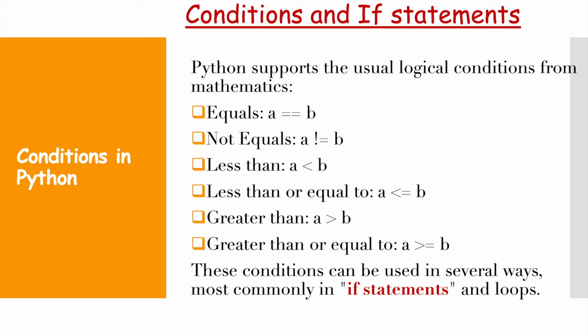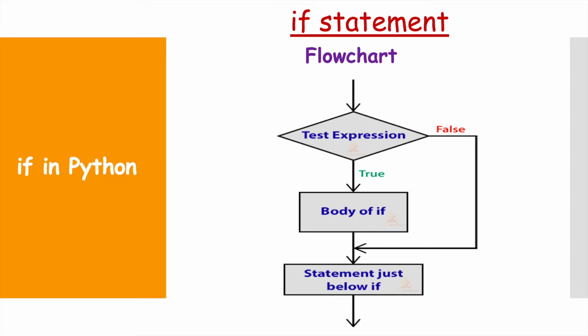You use these logical conditions within the if expression, and if that expression evaluates to true, then it's very natural that your block of code will be executed, and if it evaluates to false, then your block of code will be skipped. Now let's see the flowchart of the if statement. You have a test expression, and when this expression evaluates to true, it is going to execute the body of the if block, that is all the statements which are within the if block. And if this test expression evaluates to false, it is going to skip the body of the if block and is going to directly execute the statements just below the if.